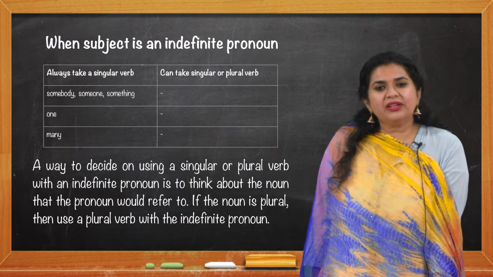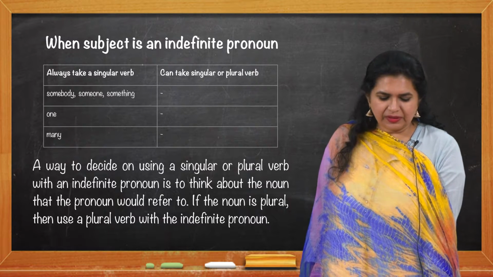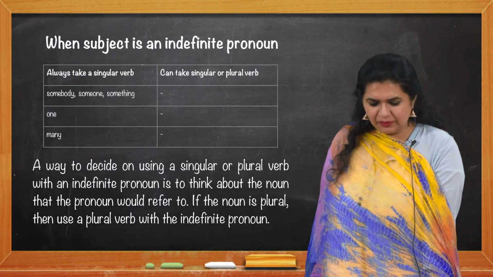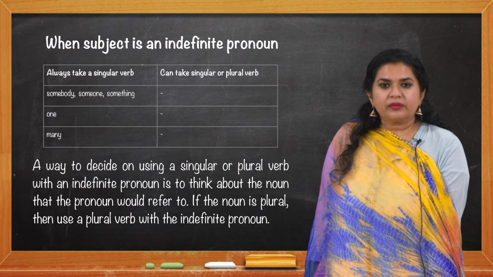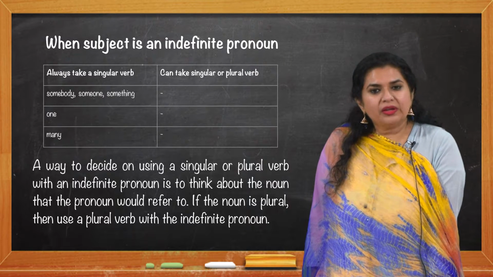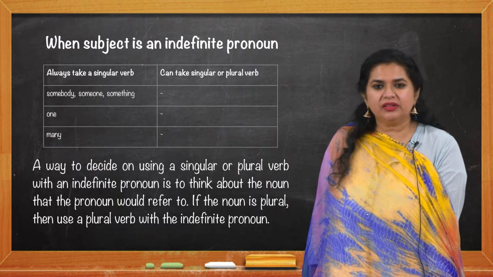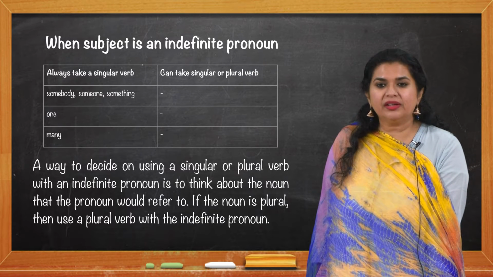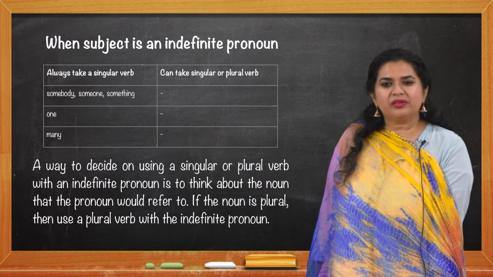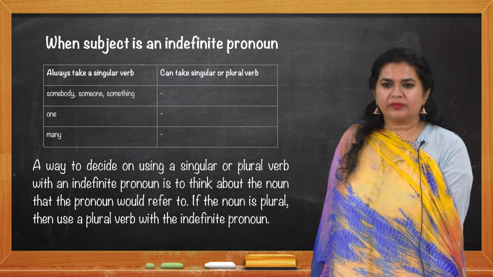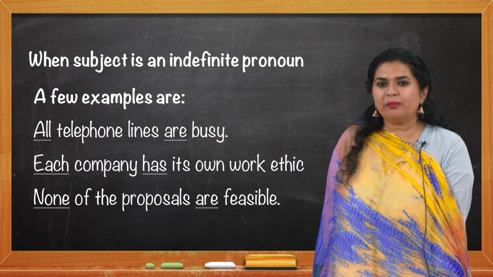Again, when the subject is an indefinite pronoun, look at the table here: always take a singular verb, somebody, someone, something, one, many. An important way to decide on using a singular or plural verb with an indefinite pronoun is to think about the noun that the pronoun would refer to. If the noun is plural, naturally the verb is also going to be plural. A few examples are given here.